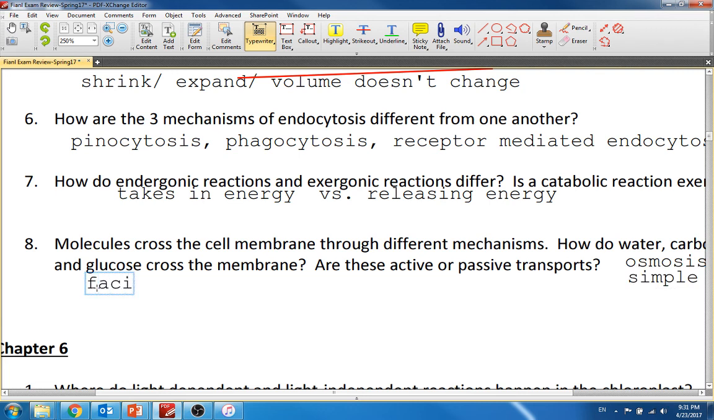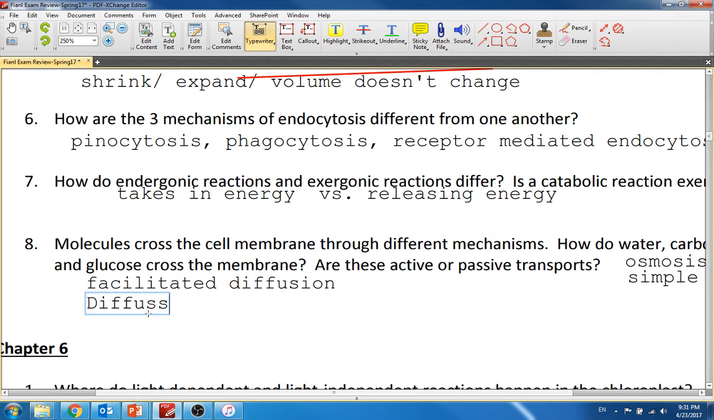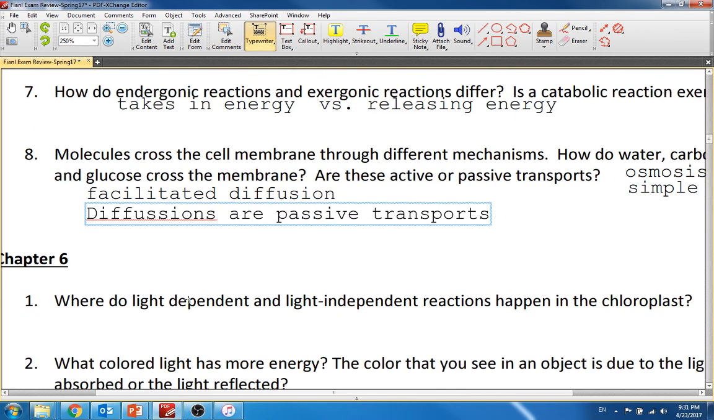Glucose will also follow the concentration gradient, but its diffusion needs the help of the proteins embedded in the membrane. So glucose will cross the membrane through facilitated diffusion. Are these active or passive transports? Because all of them will move with the concentration gradient, it is a spontaneous process that does not require energy. Those are considered passive transports.